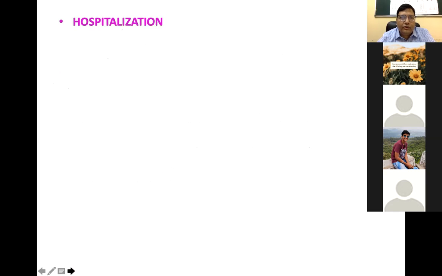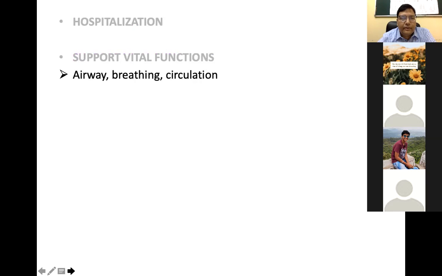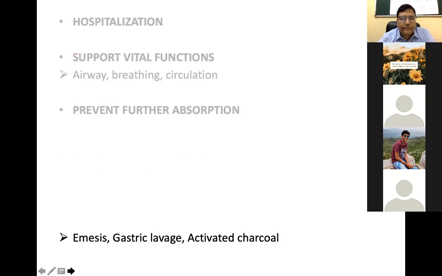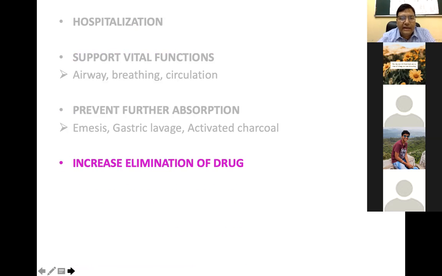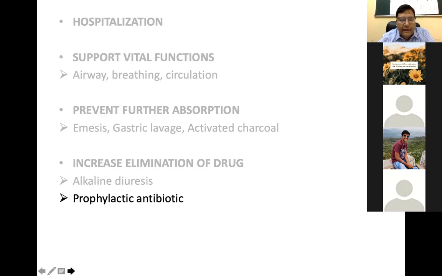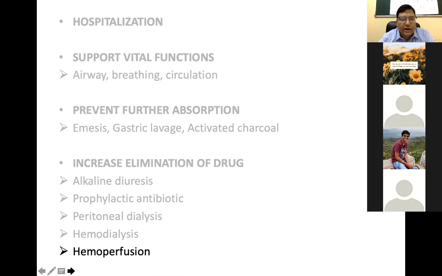How we are going to manage such a patient is that we hospitalize the patient, we provide support to the vital functions, we correct airway, breathing, circulation, we prevent further absorption of the drug by inducing emesis, gastric lavage, activated charcoal, we increase the elimination of the drug by alkaline diuresis, and we provide prophylactic antibiotic doses, and then we use peritoneal dialysis, hemodialysis, or hemoperfusion to increase the rate of elimination of the drug from the body.